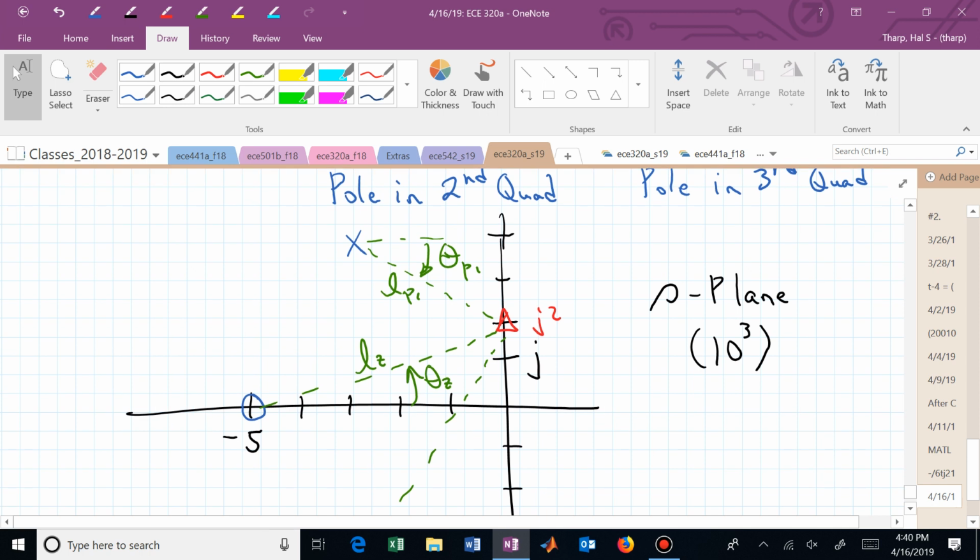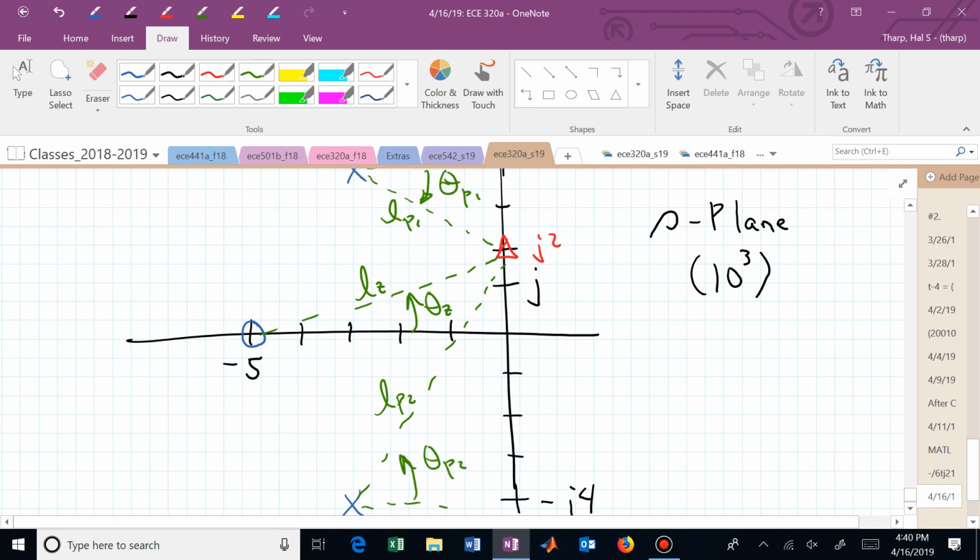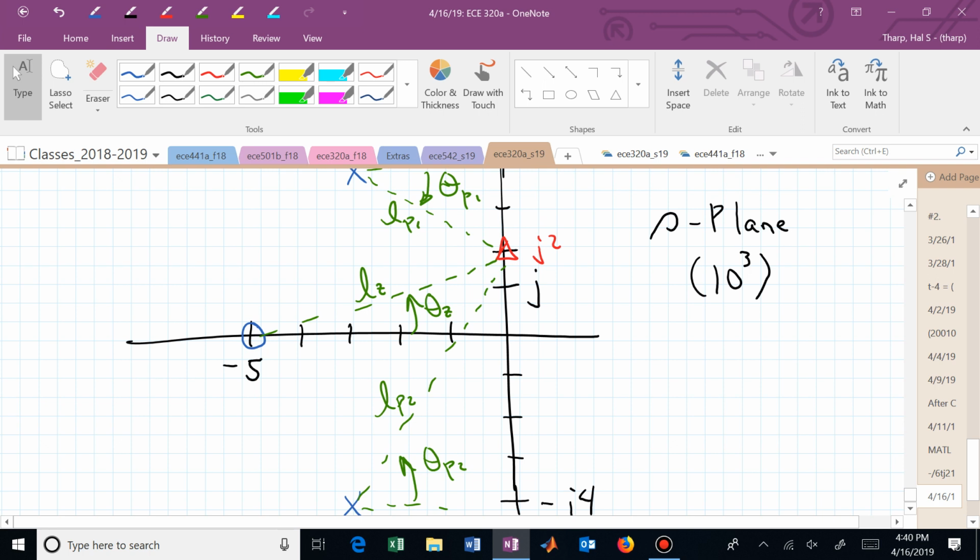And what's the length from the pole in the second quadrant to that point j2? We walk over 3 paces in the real direction, 3 squared, and we go down 2, so it's 2 squared, isn't it? And what about LP2 and its angle? We walk over 3 in the real direction and we go up 6.